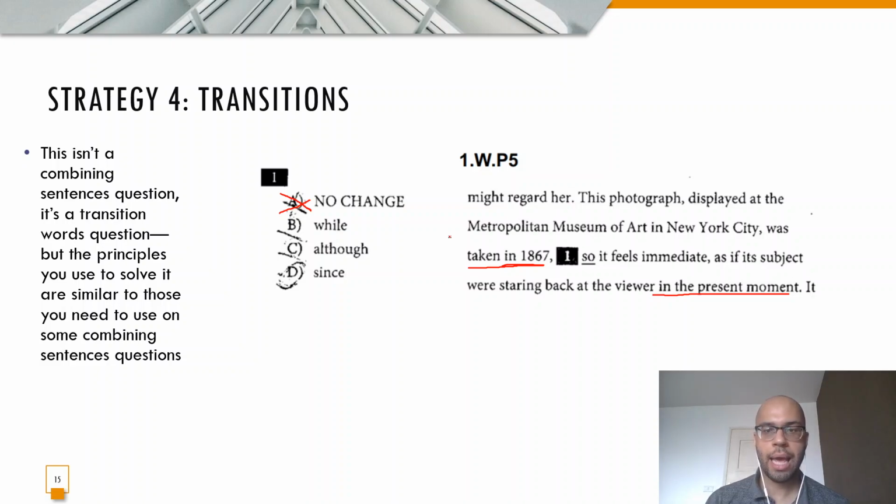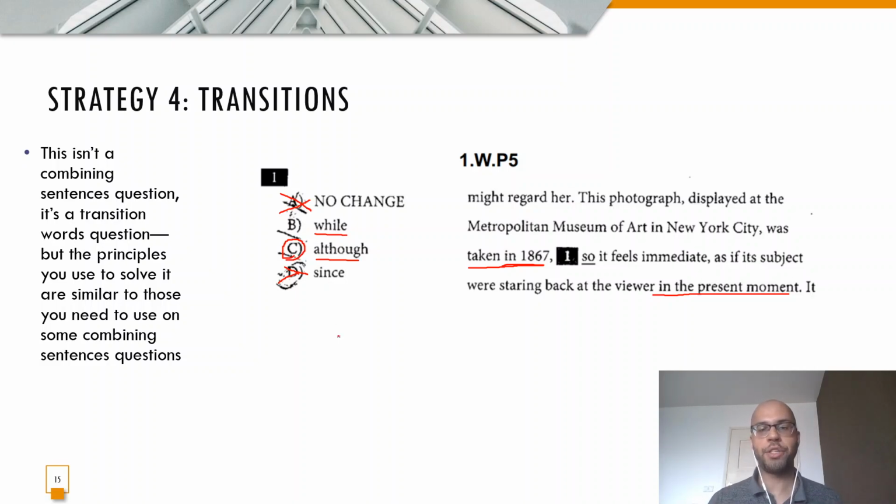Let's see. And how about "while it feels immediate?" I mean, that can show contrast. So I would go between "while" and "although." "Since" and "so" really kind of mean "because it feels immediate." No, we want the contrast. So B and C have that contrast potentially. But "although" strikes me as setting up the contrast a little bit better. The photograph was taken in 1867, although it feels immediate. So even though it was taken in 1867, it feels like it's taken in the present. C is our correct answer.